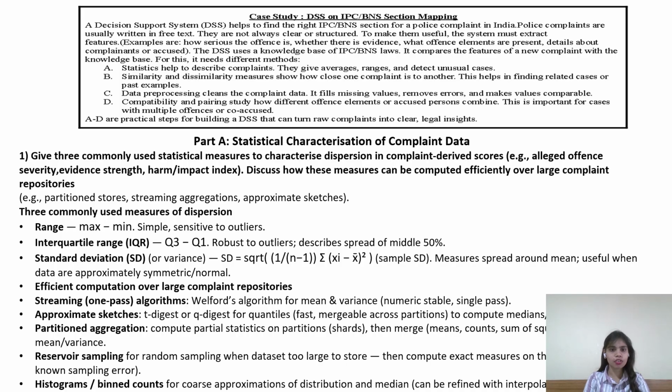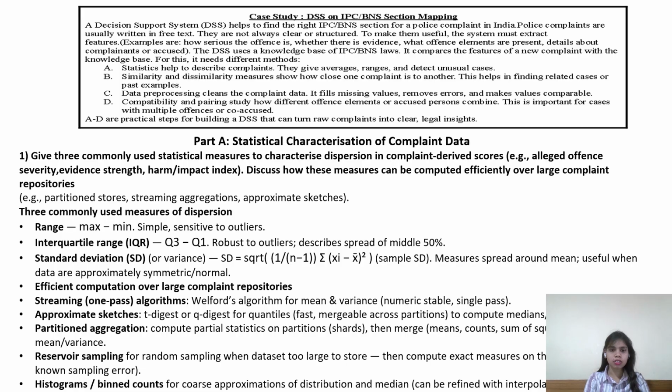Efficient computation over large data repositories: streaming algorithms. Well-formed algorithms for mean and variance, such as Welford's, are numerically stable in a single pass. Approximate sketches, t-digest or q-digest for quantiles, are fast and mergeable across partitions to compute medians.